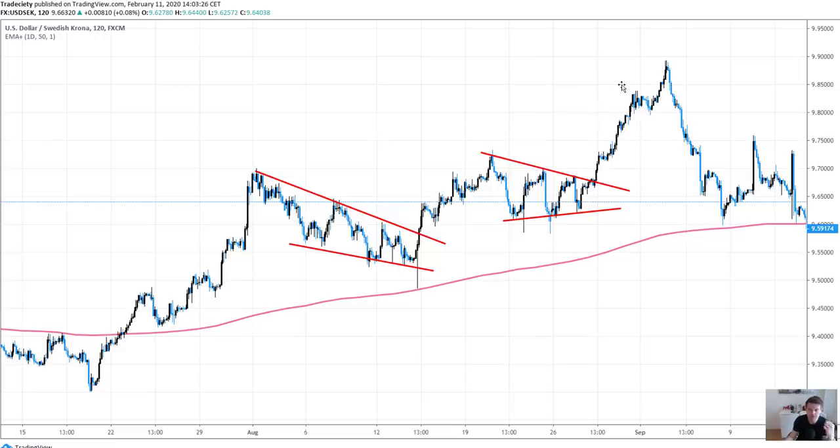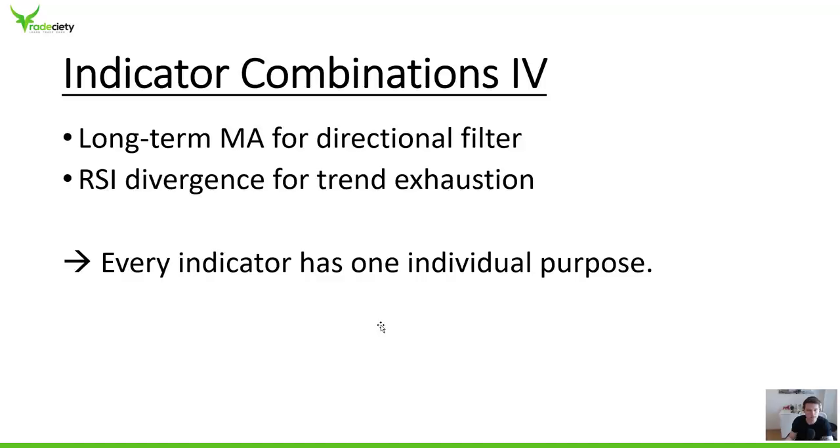And again, very simple, but every indicator has its own purpose. Every indicator is doing what it's best. And then you come up with very sophisticated and robust trading approaches.